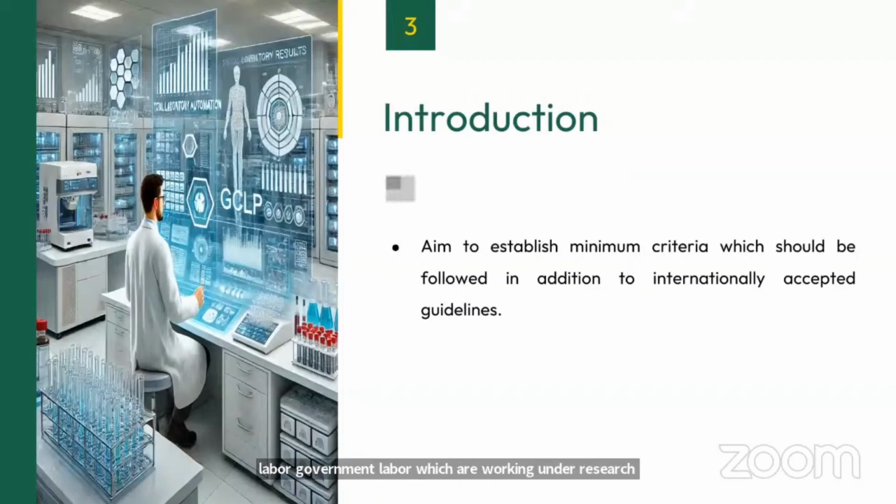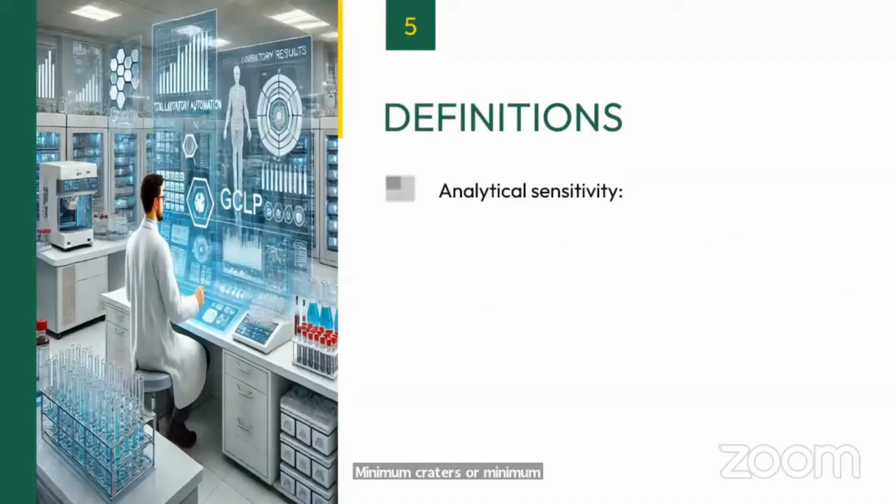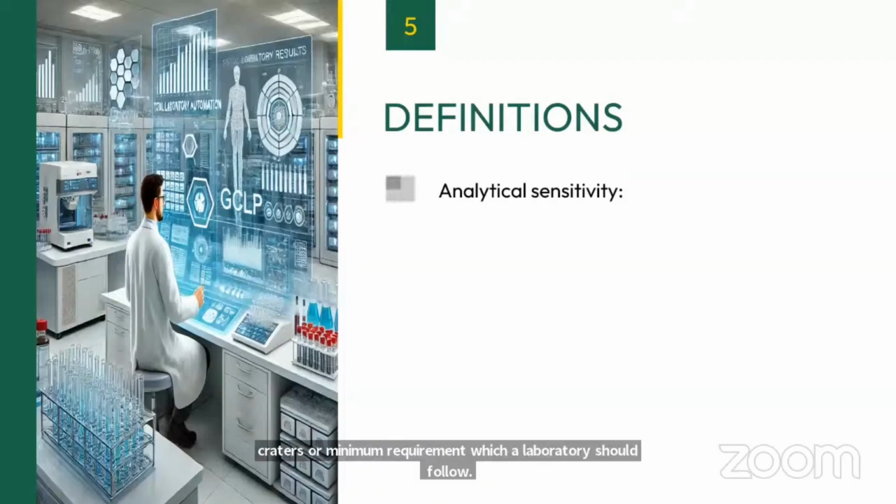So to make them more customized, ICMR has come with their own guidelines. So these guidelines are basically the minimum criteria. Now, if you are not able to follow the international criteria, then what should be the alternative? So ICMR came with this minimum criteria that could be followed by the laboratories in India. So they call them good clinical laboratory practices, which are the minimum requirement which a laboratory should follow. Now, this was with respect to the introduction.